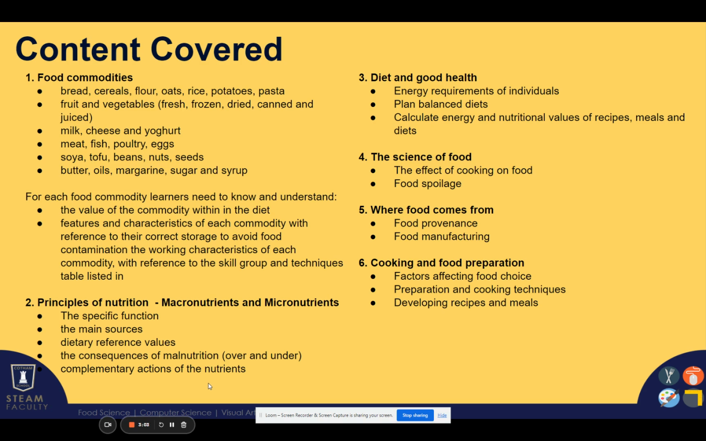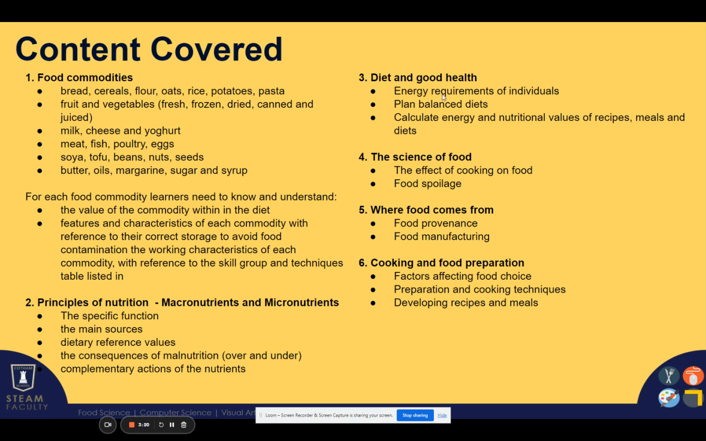And equally, they need to know the complementary actions of the nutrients. For example, vitamin C and iron will work together, calcium and vitamin D will work together, and if you combine two low protein foods together, you end up with a high biological value food with all the amino acids. This is about how certain nutrients can work together to enhance each other.